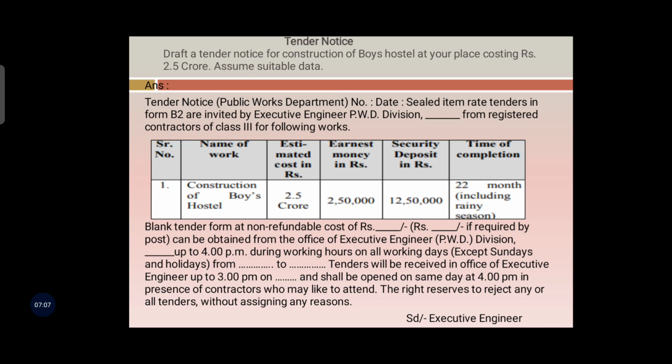Then the last line: the right reserves to reject any or all tenders without assigning any reasons. This is the important line to convey to the contractor that he has a right to reject the tenders; the authority has a right. Okay, so that is a simple clarification. And the last one, executive engineer. Here, on the right side corner, write the executive engineer, because this executive engineer has to invite this tender.